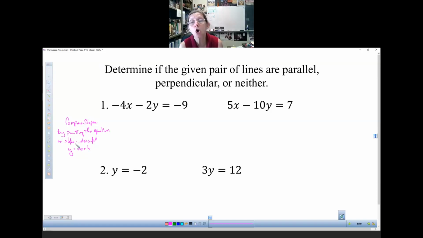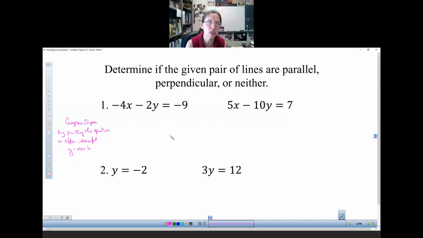Okay, so I need to solve each of these equations for y. That's the short form, okay? So to compare the slopes, I need to solve the equations for y, all right? So I want you to solve these two equations for y. I want you to come up with the slopes, and then we'll do this together.